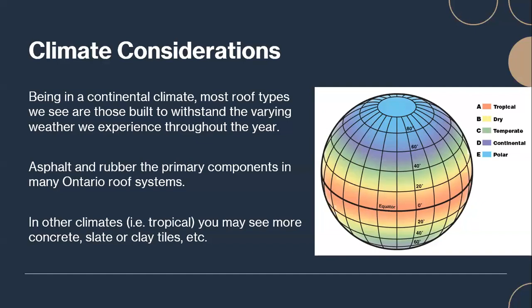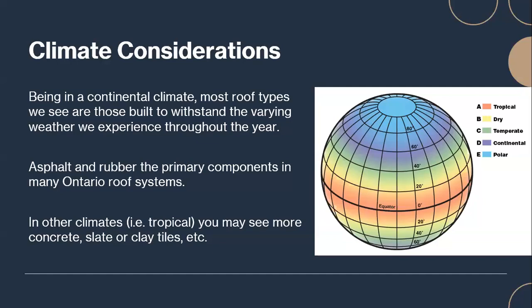So just before looking at the different membrane types and roof systems that we commonly see, one thing to keep in mind is that what we see most often with the roof types here in Ontario is primarily based on the climate. So the roof systems that we see most often have to be able to withstand all the various weather that we experience through the various seasons that we have here in a continental climate.